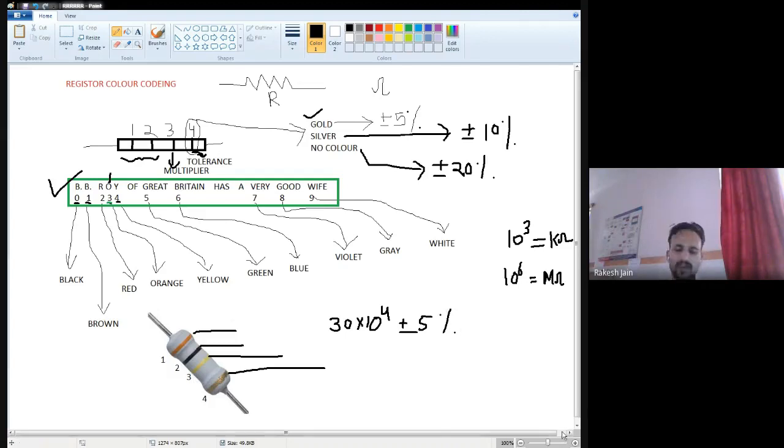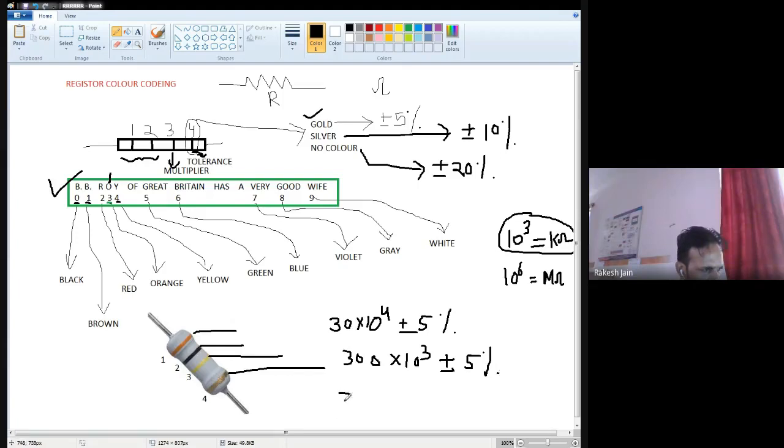Okay. Now, if someone asks you what is the answer of this question, then how can you pronounce that answer? You know that 10 to power 3 is your kilo ohm, 10 to power 3 is your 4. So we can say it is 30. Instead of 30, we can say it is 300 multiplied by 10 to power 3. We can say one 0 will be here, so one 0 will be decreased from the power. So it is 300 multiplied by 5%. So it is 300 kilo ohm.